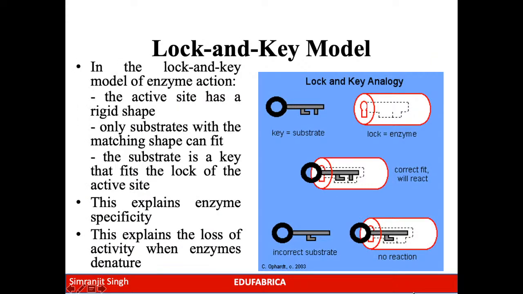And there is a lock and key model. In the lock and key model, it says that the active site has a rigid shape. Only a substrate with a matching shape can fit in it, and the substrate is a key that fits the lock of the active site. This explains enzyme specificity, and this explains the loss of activity when enzymes denature. So in the lock and key analogy, you have a key substrate and a lock enzyme, and a correct fit will react, and if it is incorrect, then no reaction.